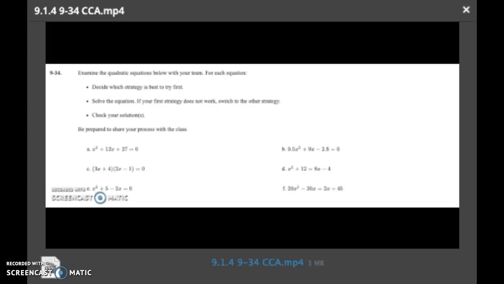Okay, so hopefully that's helpful for you as you look through these problems. Decide which method you want to try, and then give it a try.